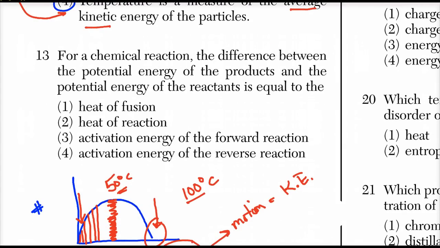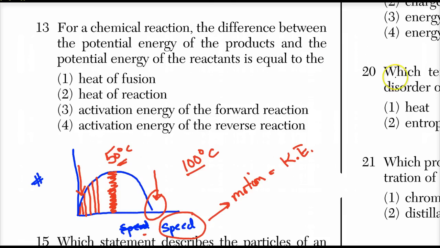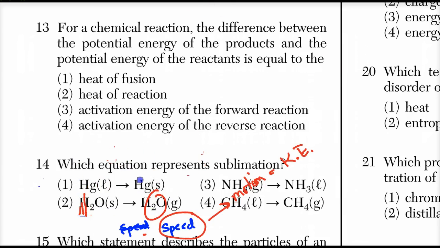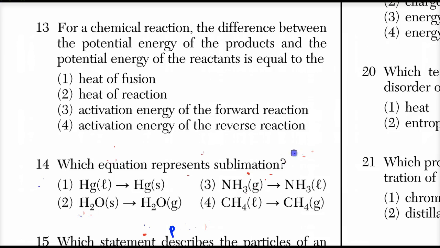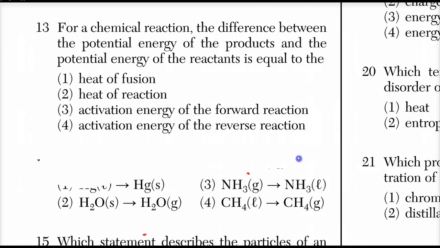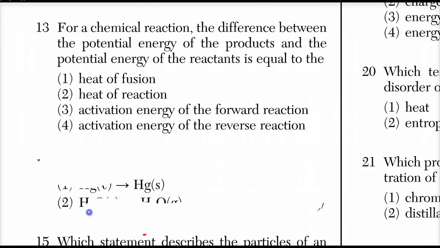All right. Any case, number 13, for a chemical reaction, the difference between the potential energy of the products and the potential energy of the reactants is equal to what? All right, now we're into unit 6 here, which is kinetics. So I'm going to get rid of this stuff that I'm writing, and I'll get some space for myself and white this out again.